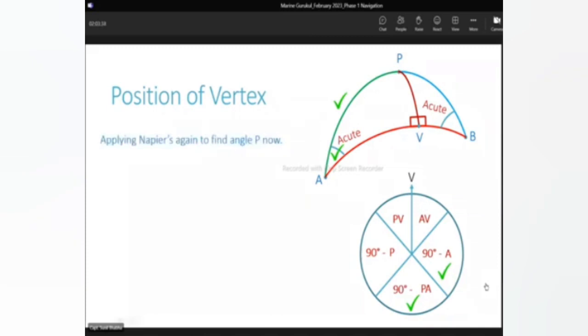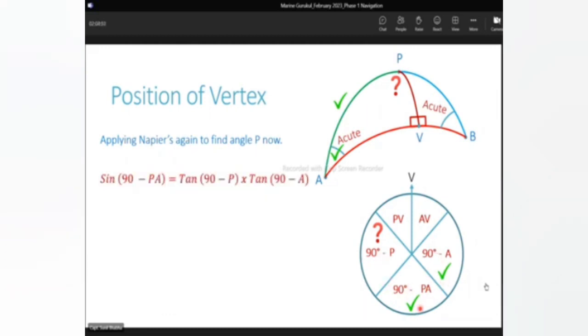Now let's apply Napier rule once again in this triangle. Now this time we are going to find out angle P of the triangle PAV. So you can see a question mark coming up on the diagram. The angle P in the cartwheel is the left side part. So we can see a question mark coming up here also. So the bottom 3 parts are involved in the calculation now.